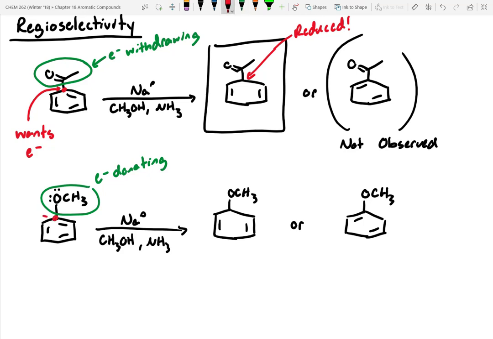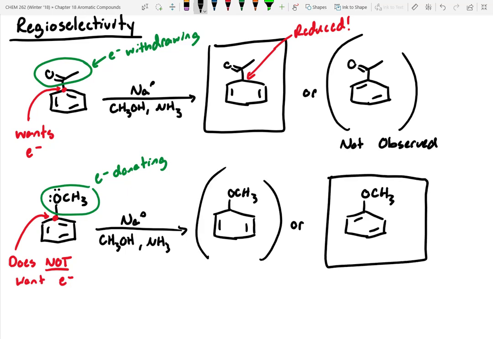And that means this carbon right here does not want electrons. All right, so knowing that, which product's going to be more likely, the product on the right or left? Right. On the right. So this one is going to be our desired product. This one will be not observed. Does that make sense? It's a little bit weird to think about. Next term, we're going to do a lot with this electron donating withdrawing thing because it has a huge impact on regiochemistry with aromatic systems.